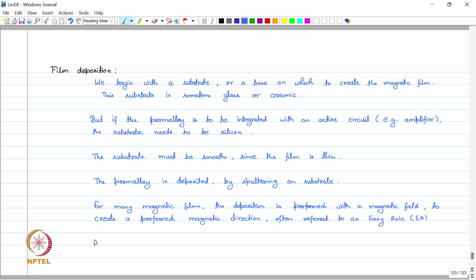Alternatively, the preferred direction may be created after deposition also, by heating the film in the presence of an external field.